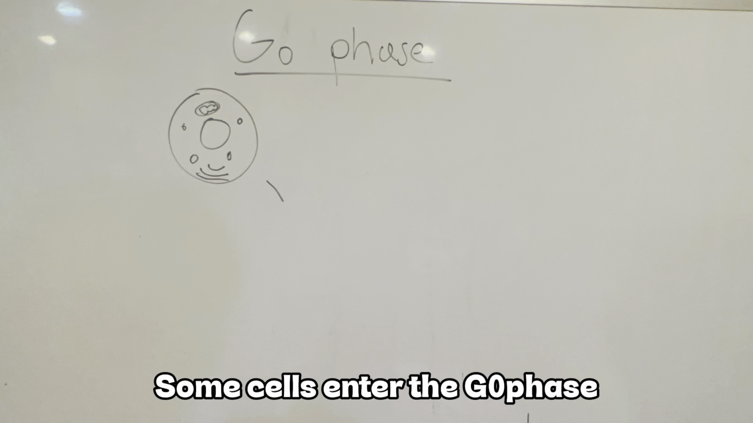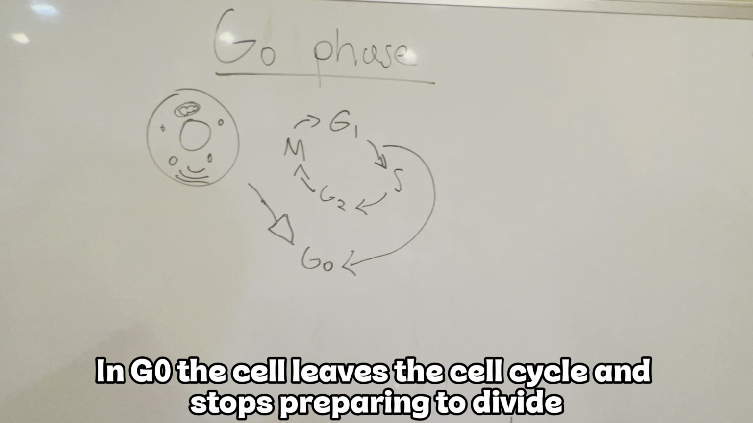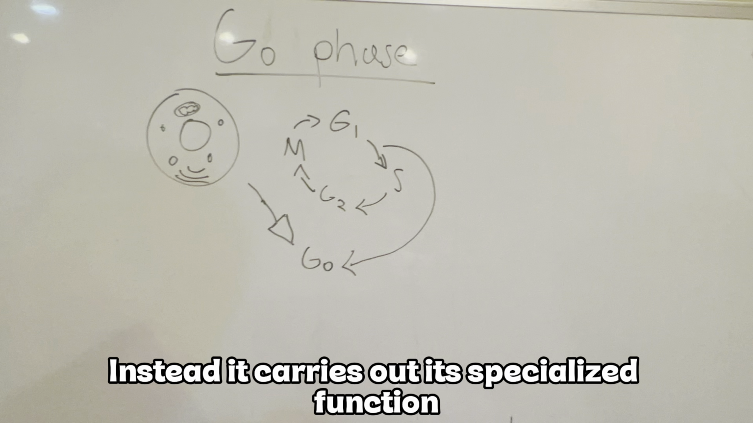Some cells enter the G0 phase instead of continuing through the cell cycle. In G0, the cell leaves the cell cycle and stops preparing to divide. Instead, it carries out its specialized function.